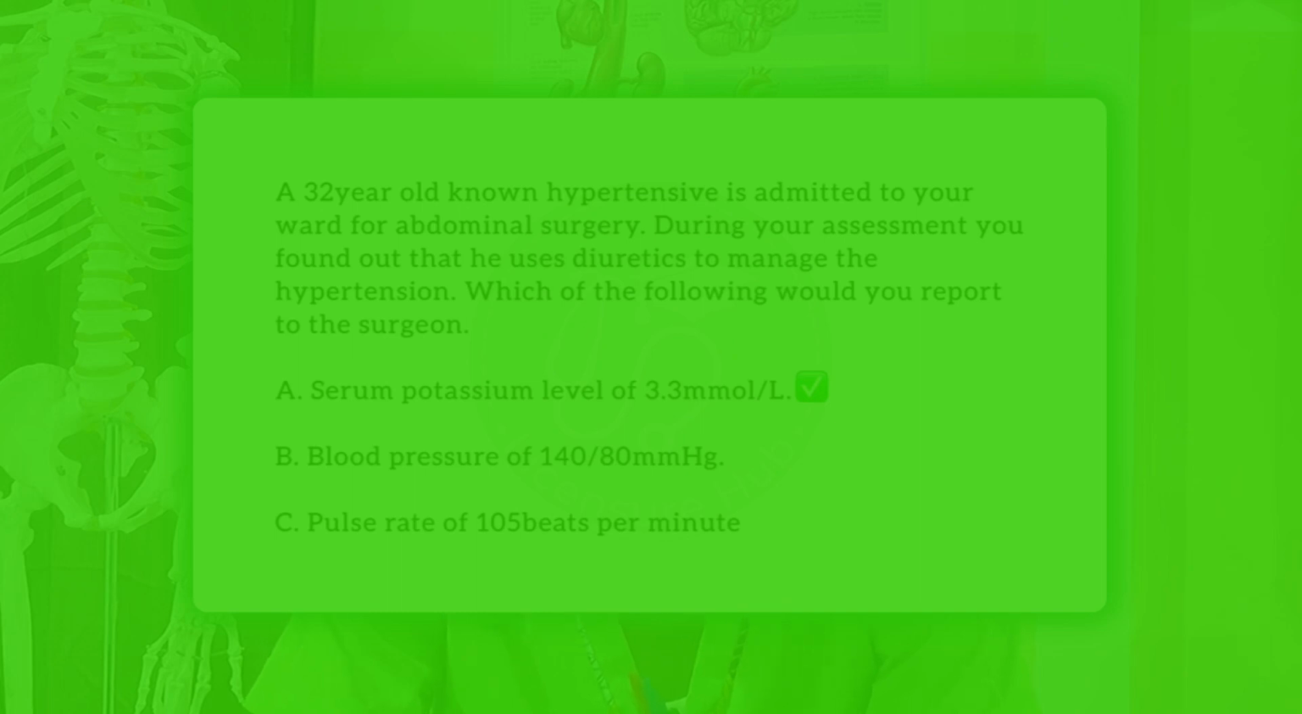Option B, blood pressure of 140/80, will be considered normal for someone who is hypertensive. And then option C, the pulse rate, which is a bit higher, but will be considered normal for somebody who's already having hypertension. That leaves us with no option than to choose option A as the correct answer. Next question.